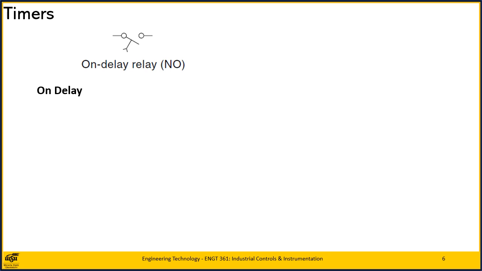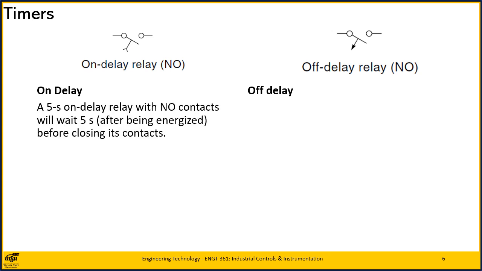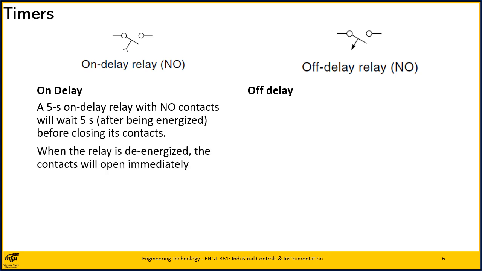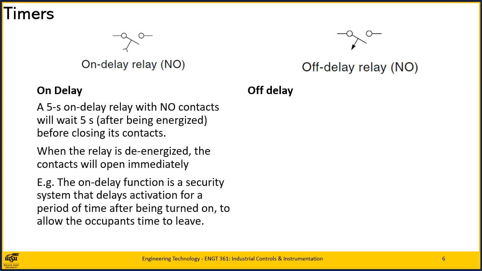Time delay relays are categorized as either on delay or off delay and are best explained by example. A 5-second on delay relay with normally open contacts will wait 5 seconds after being energized before closing its contacts. When the relay is de-energized, the contacts will open immediately. An application of the on-delay function is a security system that delays activation for a period of time after being turned on to allow the occupants time to leave.